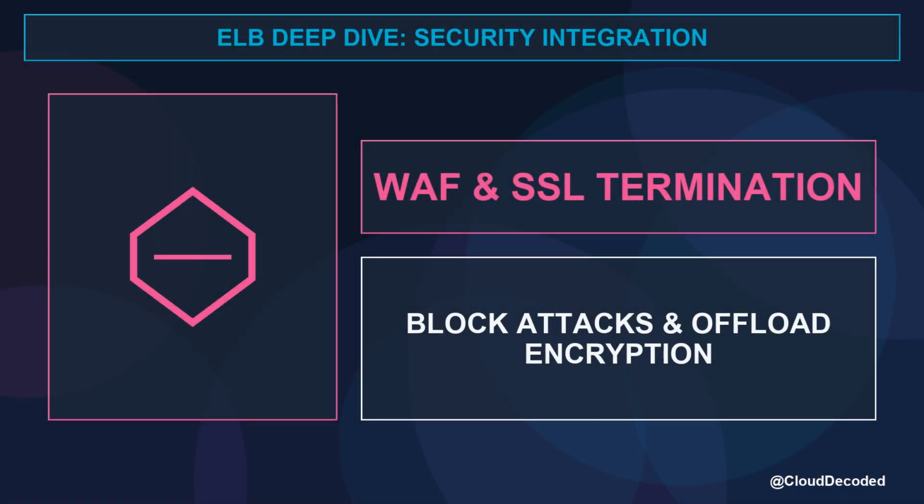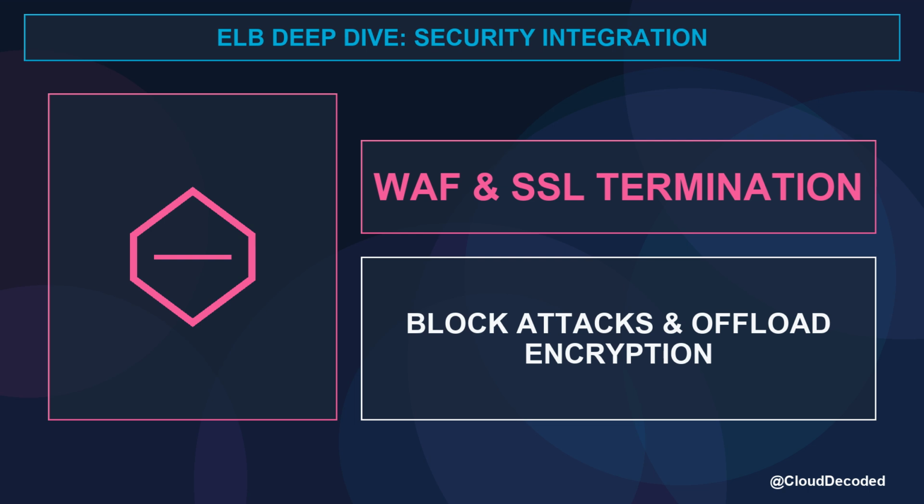ELB is also your first line of defense. It integrates with AWS WAF, the Web Application Firewall, to block SQL injection and access attacks. It also handles SSL termination, decrypting HTTPS traffic at the load balancer so your backend servers don't have to waste CPU on encryption.